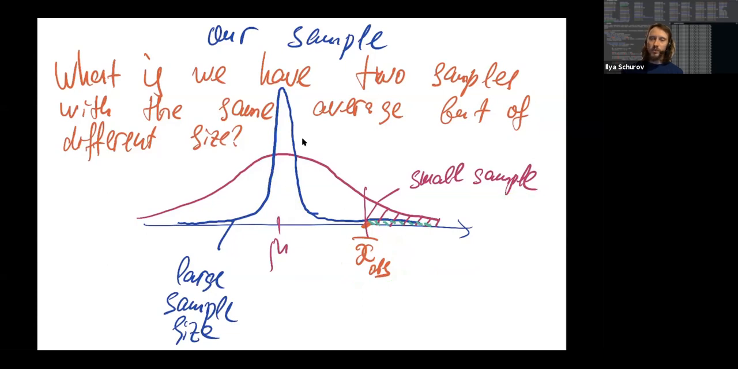And this is in agreement with our intuition. If we have a large sample, then the same value of this difference provides us more evidence in favor of rejecting the null hypothesis, in favor of an alternative, in favor of the presence of a significant difference.